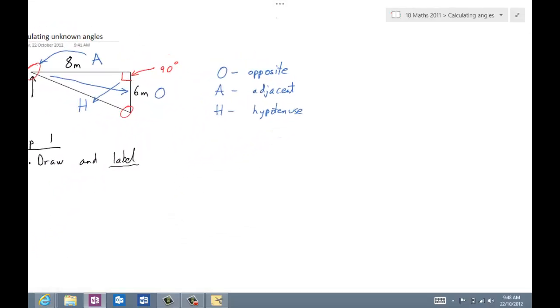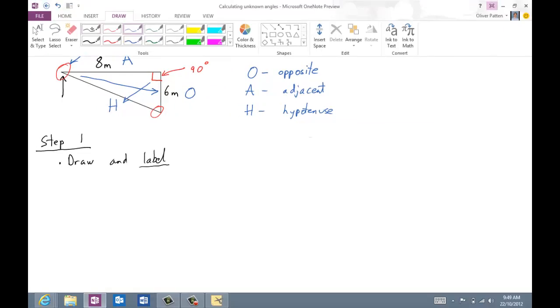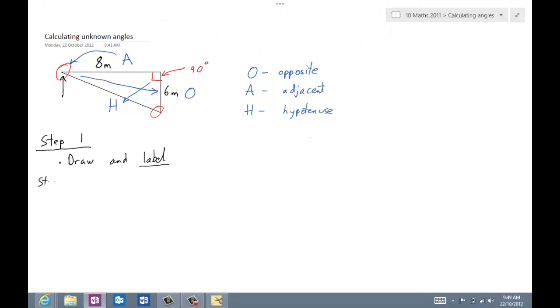Okay, so we've done step one, we've drawn it and labeled it, and we're going to do step two now. Obviously if you practice this you'll get faster and faster at it. We're going really nice and slow today for this first example.